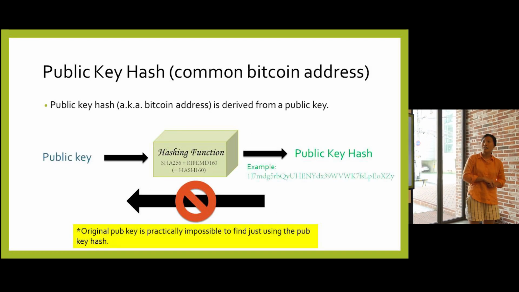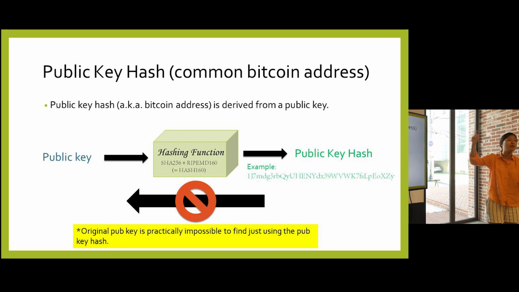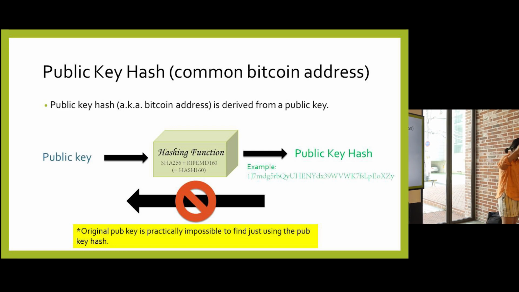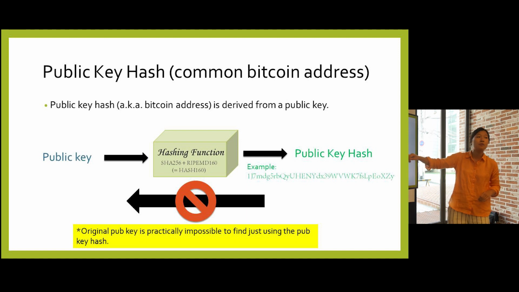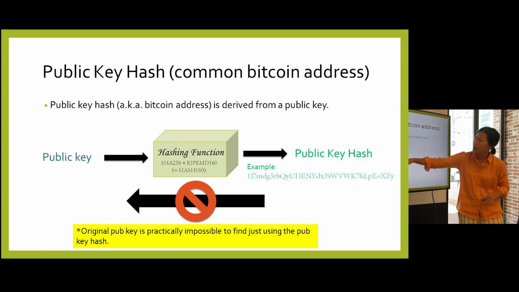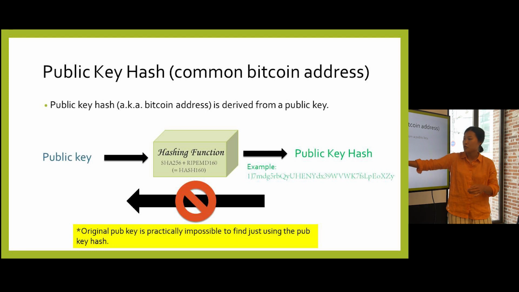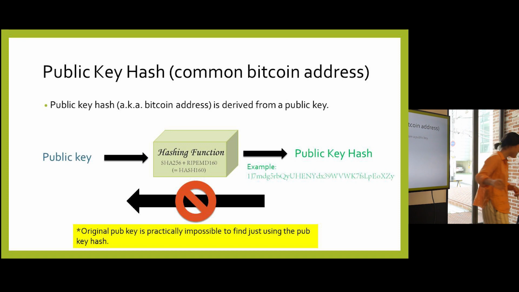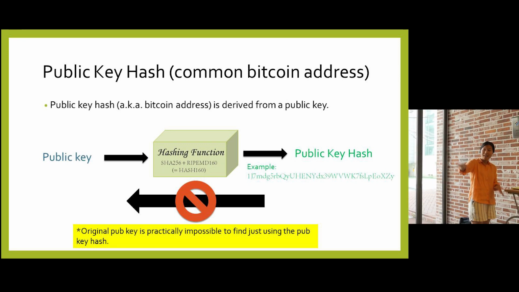Let's move on to public key hash, which is also known as Bitcoin address. So this is derived from public key, which is derived from private key. It works like this. There's another function, different from the previous mathematical elliptic curve function. Those who already know what a hashing function is have probably heard of the terms SHA-256 and RIPEMD-160. So those two hashes are combined to find out the public key hash. You can't find out public key from public key hash.